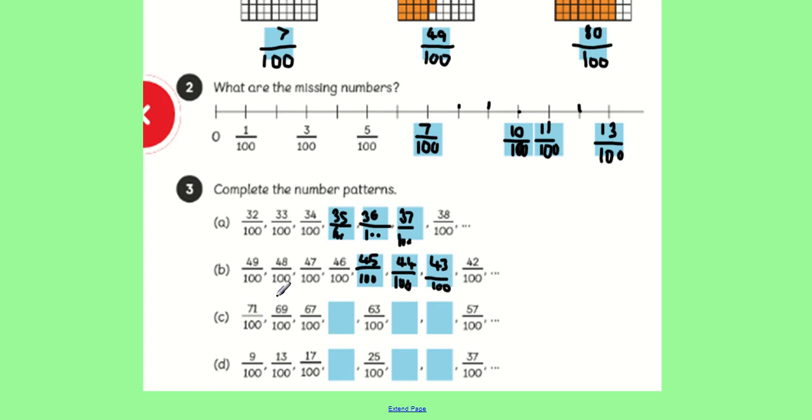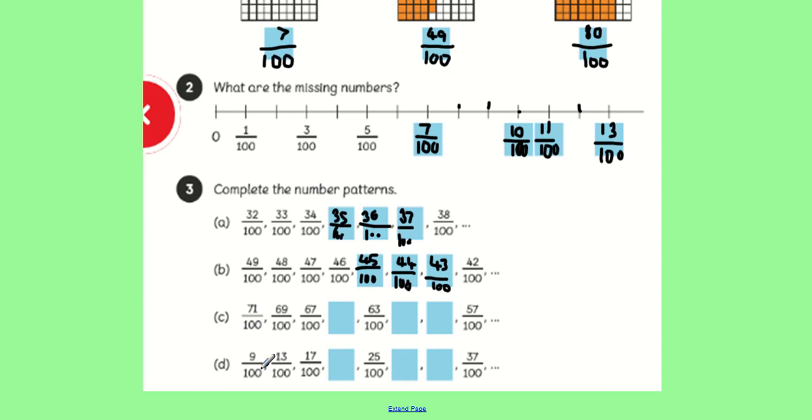71 hundredths, 69 hundredths, 67 hundredths. I can see we're going down, but we're not going down in steps of 1, we're going down in steps of 2, so we're going down in odd numbers. So 71 hundredths, 69 hundredths, 67 hundredths. I know this is going to be 65 hundredths, 63 hundredths, 61 hundredths, 59 hundredths. A bit of a tricky one there.